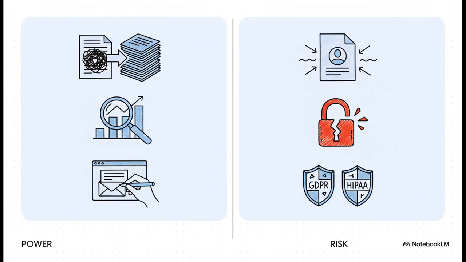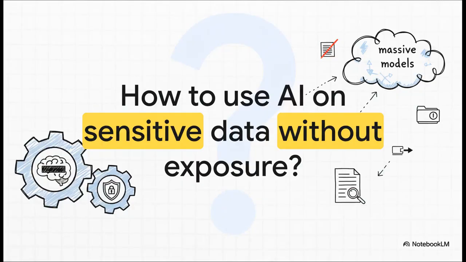But on the other hand, feeding them our raw, sensitive data is a huge compliance and security nightmare. We're talking about accidentally exposing names, private emails, or even confidential medical records. That could lead to some serious violations of regulations like GDPR or HIPAA. And this all leads to the one crucial question that everyone is trying to solve. How can we use the intelligence of these massive models on our private data without actually showing them our private data?